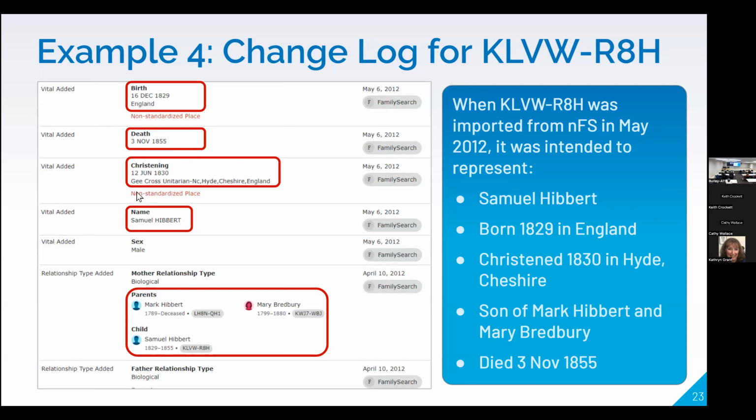So his name is Samuel Hibbert, and he was christened in 1830 in Cheshire, in England. He died in 55, and he was born, we've actually got a birth date here, in 29. So we've got a pretty good original intended identity with a name, a birth year, and a birthplace, which is not so helpful, it's pretty broad, but the christening date and place are a lot more helpful. The parents are very specific and we've got a specific death date. So we've got a good idea of which human being this profile represents.